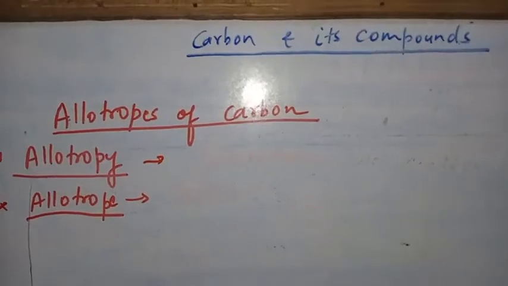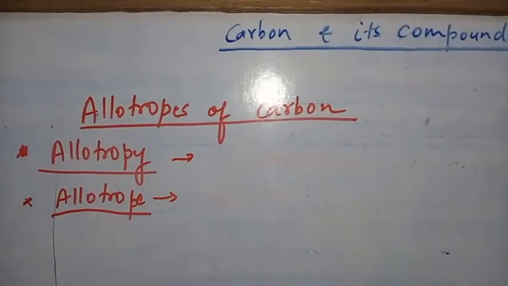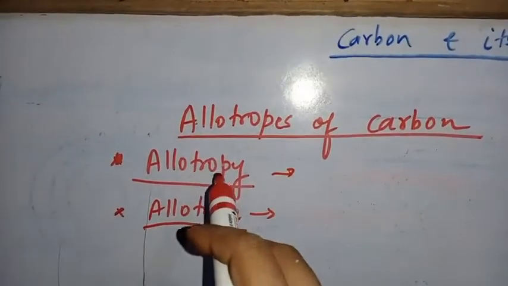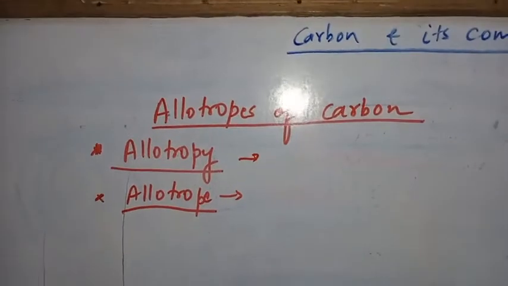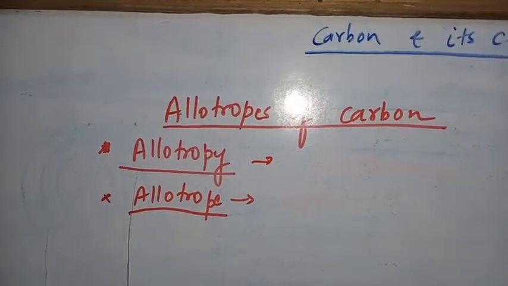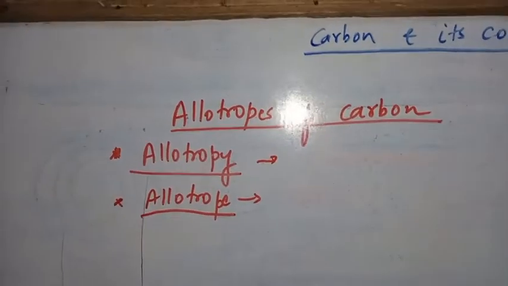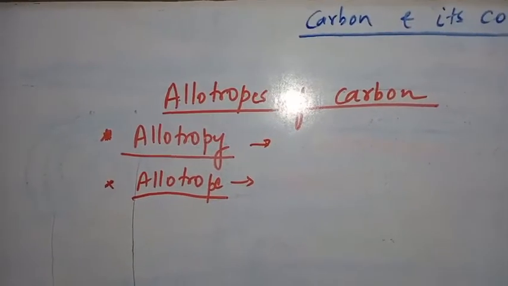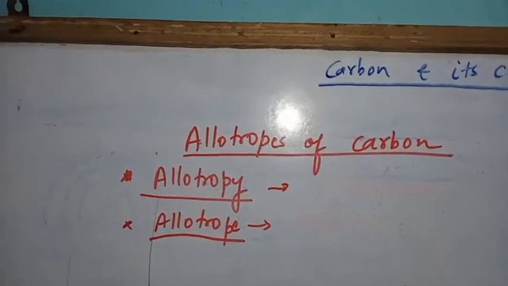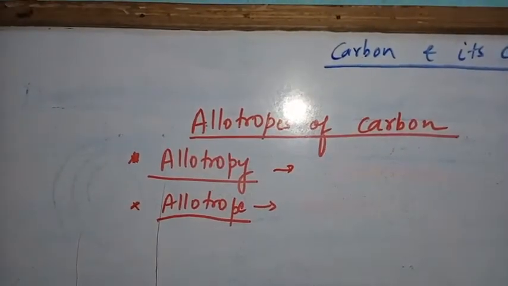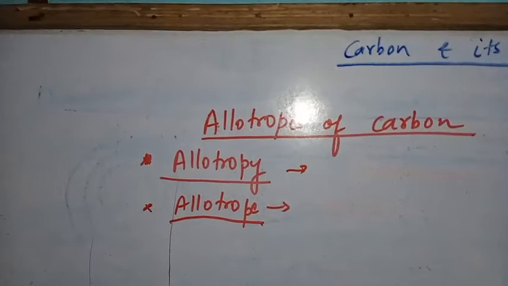Children, so in today's class we will see the new topic that is called allotropes of carbon. Before that, first you should know what is allotropy. Allotropy is a phenomenon by which an element can exist in two or more physical forms. Some elements have the tendency to exist in two or more physical forms, and this phenomenon is called allotropy, whereas the two or more physical forms in which an element exists are called allotropes.